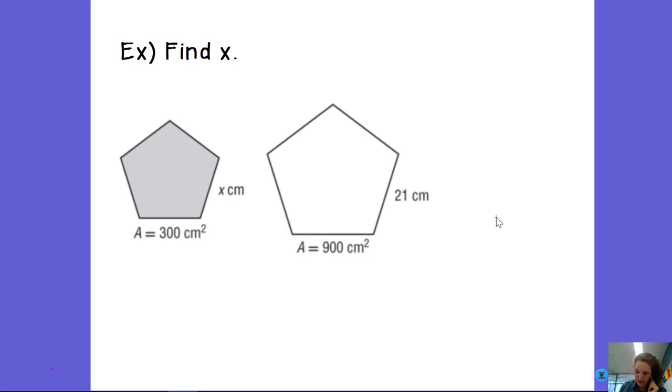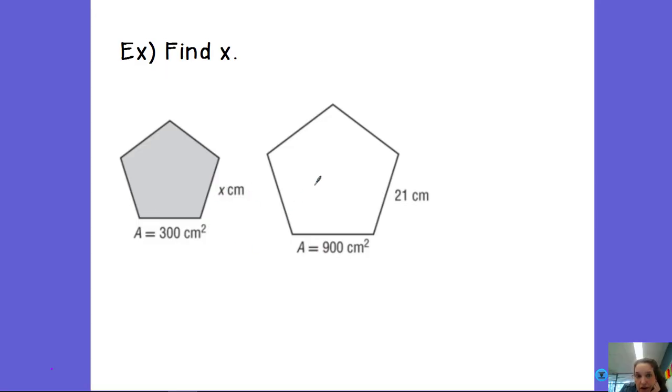On this example, we are looking for the dimension. So I can't find the scale factor because I can't match up the dimensions, but I do know the area of the white pentagon and the area of the gray pentagon. So I'm going to focus on the areas instead of the dimensions first.